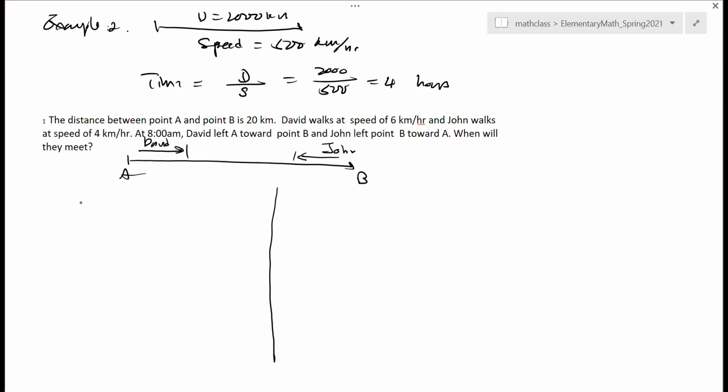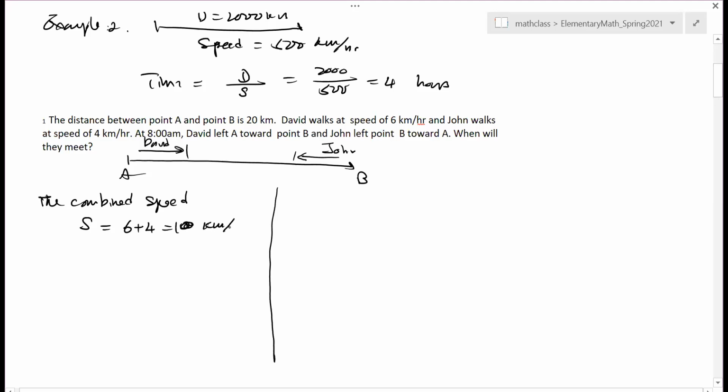And that is 10 kilometers per hour, okay? So the distance both travel together, the combined speed S is going to be 6 plus 4, 10 kilometers per hour, okay? And then how much time does the total combined travel of 20 take, right?